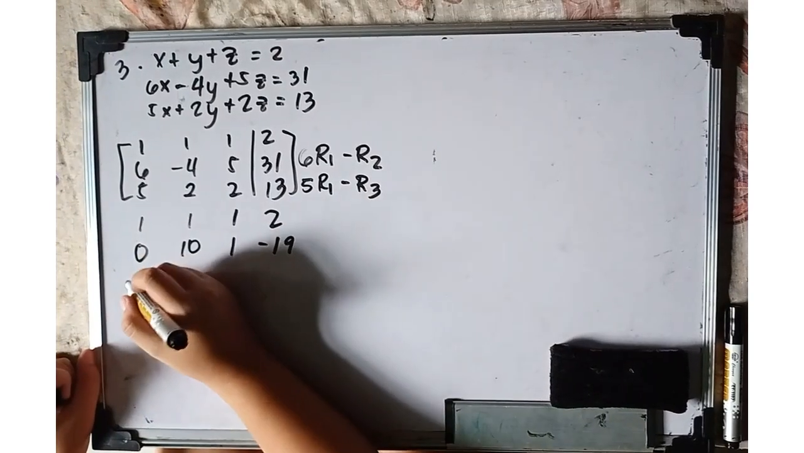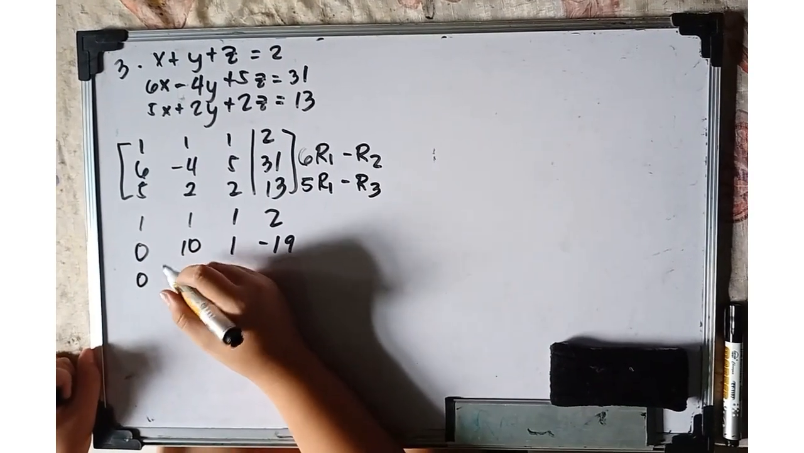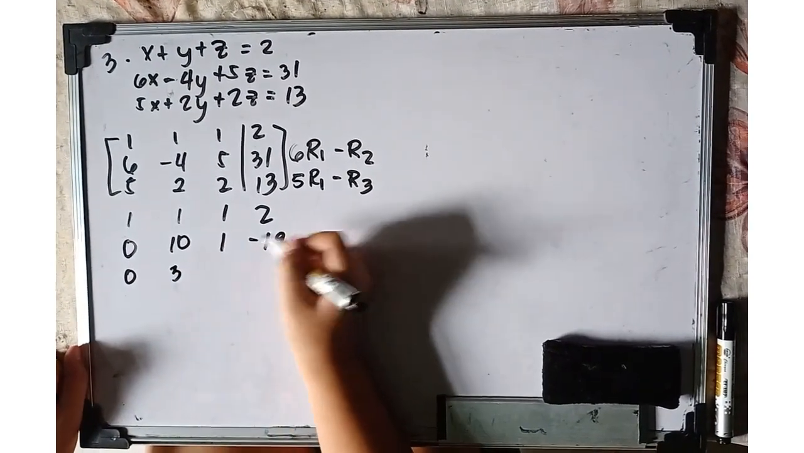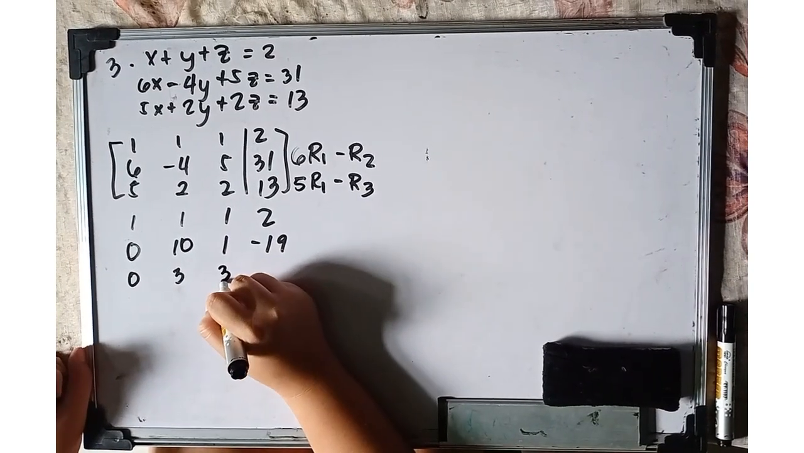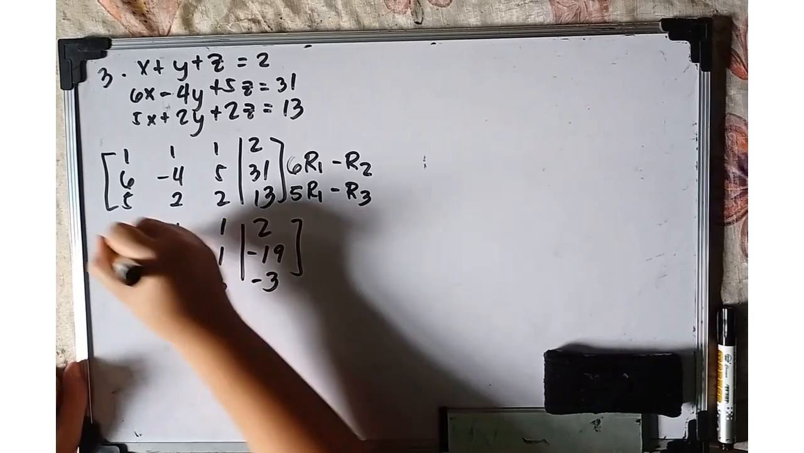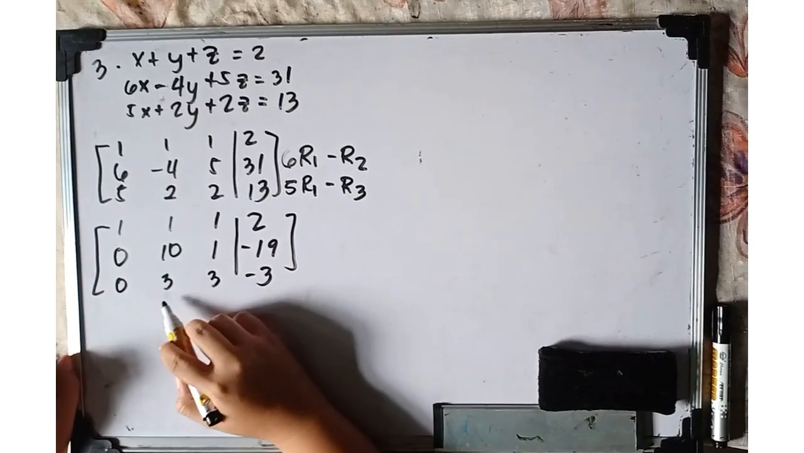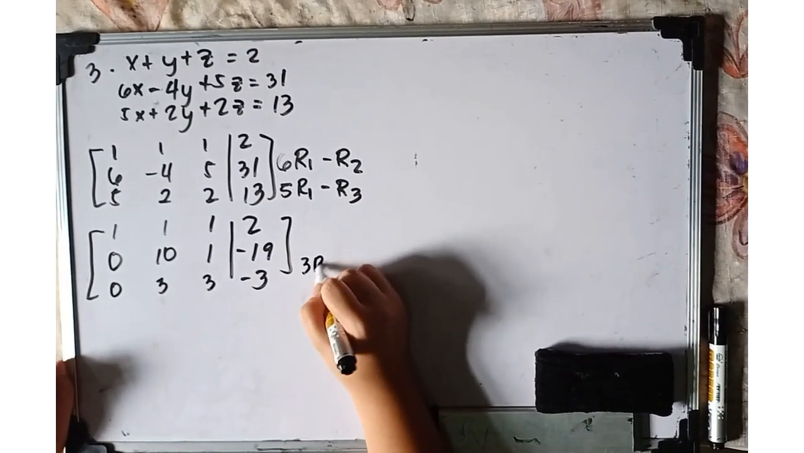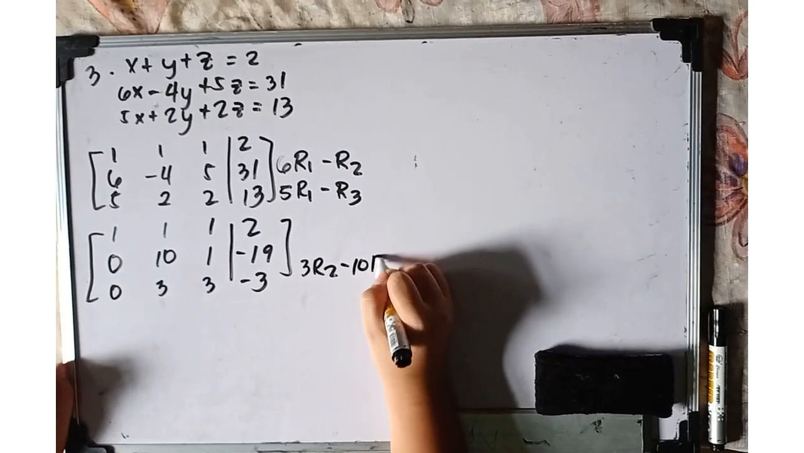And then 5 times 1 is 5, minus 5 is 0. 5 times 1 is 5, minus 2 is 3. And 5 times 1 is 5, minus 2 is 3 again. And then 5 times 2, 10 minus 13 is -3. So we have to make this 3 into 0: 3 times R2 minus 10 R3.